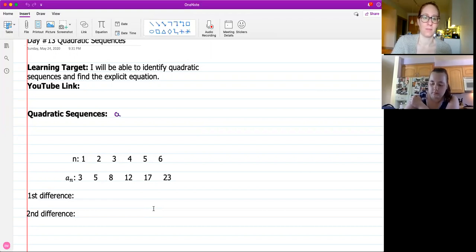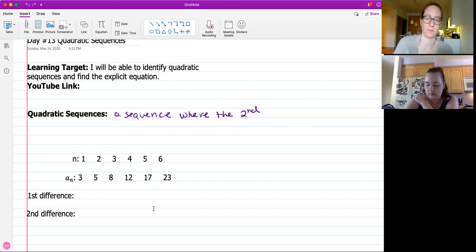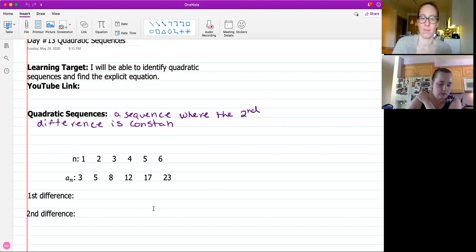and this is a sequence where the second difference is constant between consecutive terms.